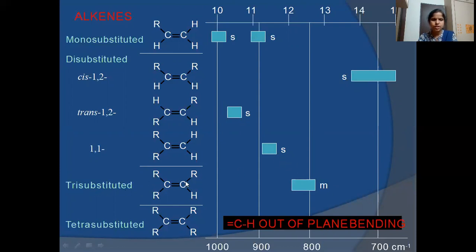Trisubstituted, so three alkyl groups, a medium band near 800. Then tetrasubstituted, there won't be any CH group, so there is no band in this region, that is 1000 to 700. So this you have to remember. Mainly you can remember cis and trans. For trans, the band is observed at higher vibrational frequencies. Cis is observed at slightly lower vibrational frequencies.